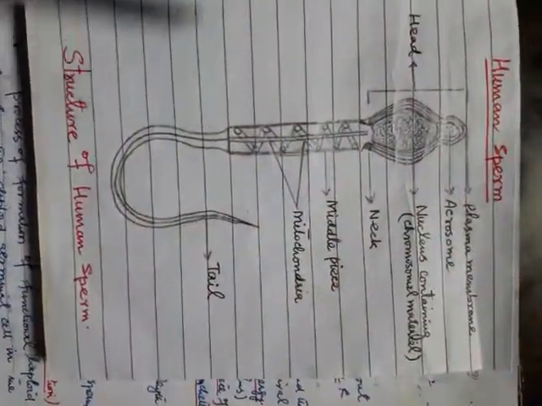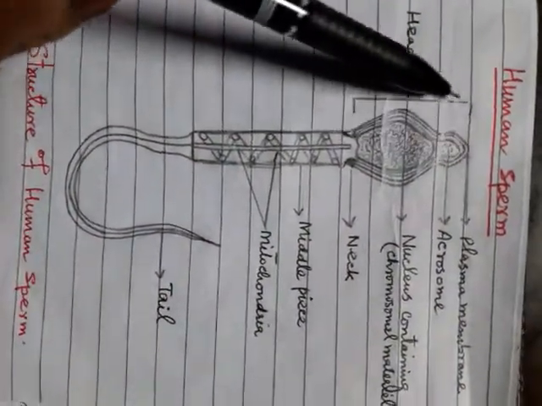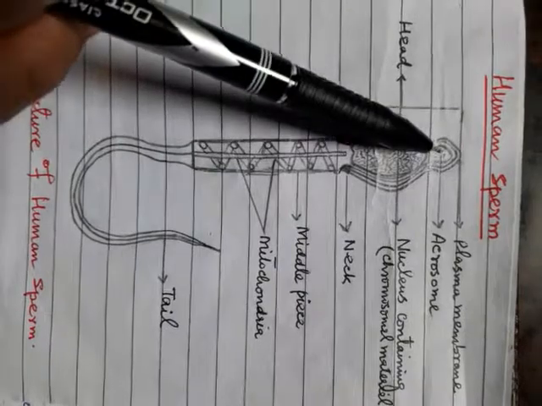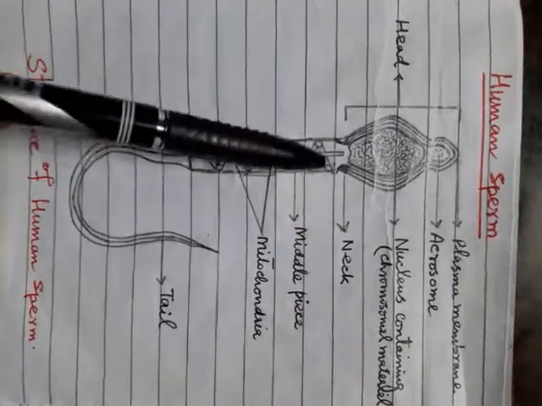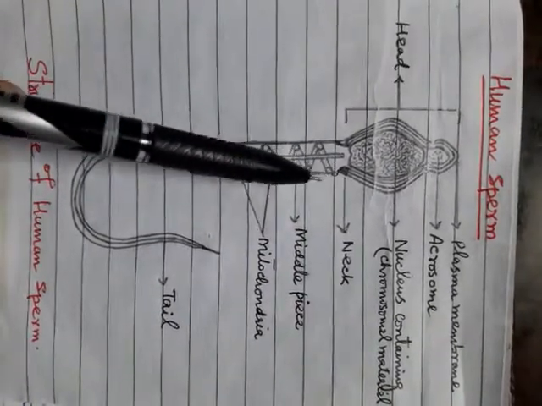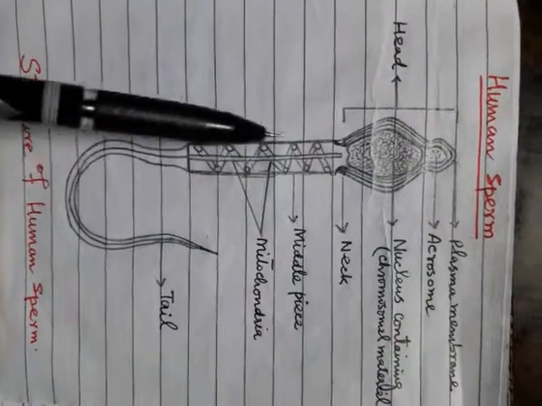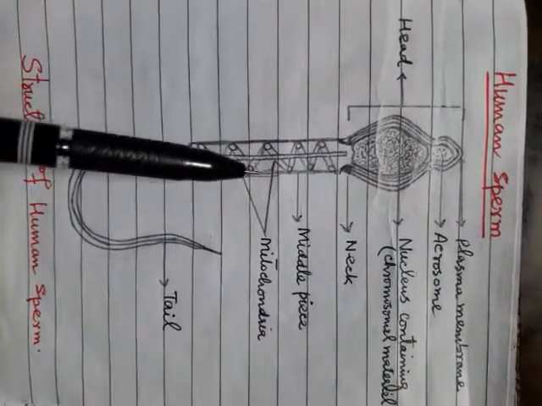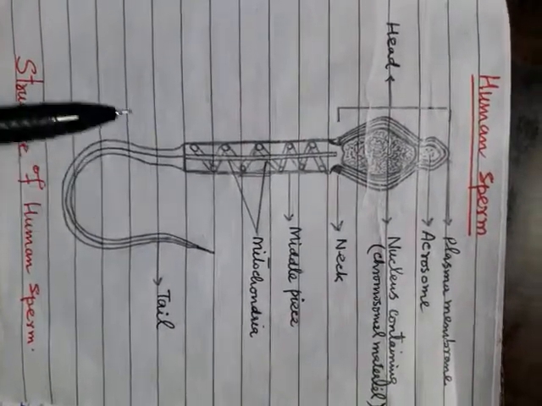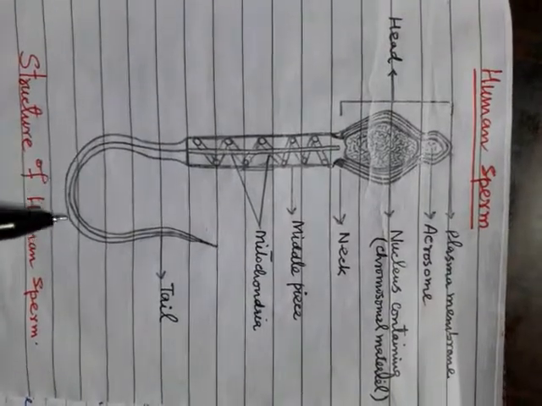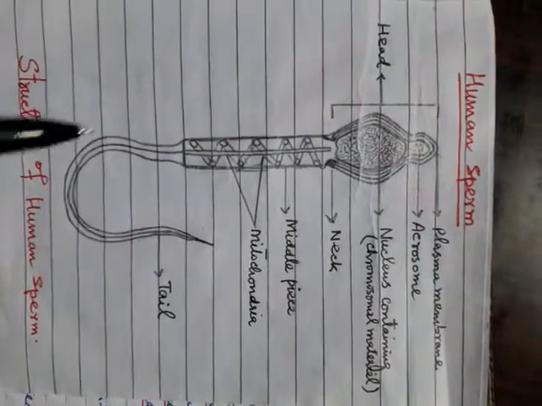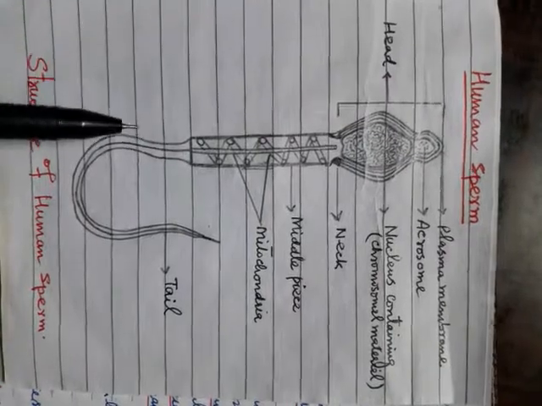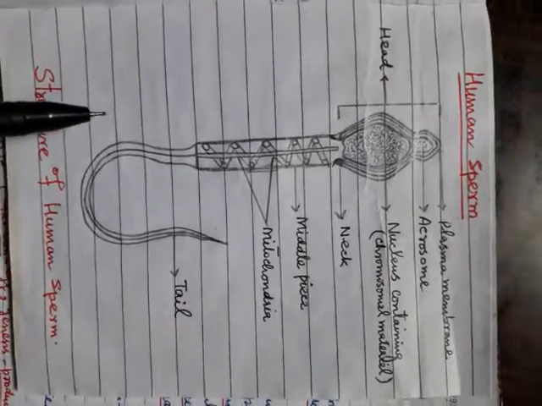Again we are having this structure here. This portion is the head having the acrosome part and the nucleus. Then this small depression here is the neck. Then this portion is the middle piece, where you can see the mitochondria, and this portion is the tail. So this was about the structure of this human sperm.